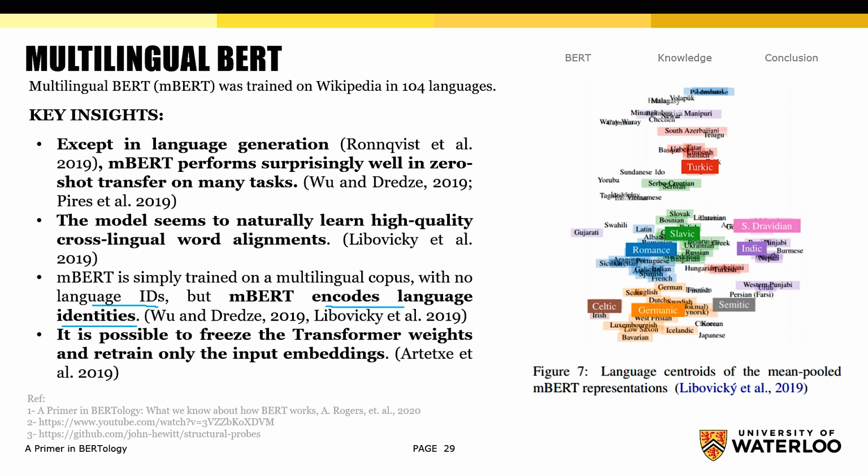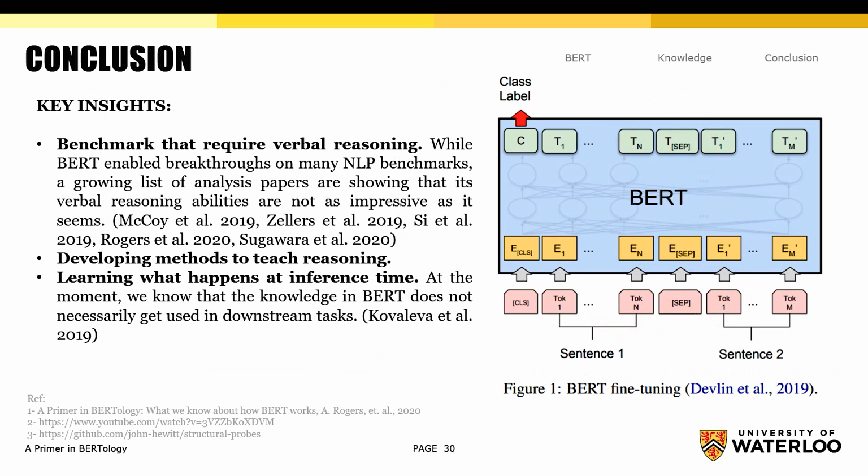And in the end, the authors suggest three different things that maybe later researchers should focus on. It seems that the lack of a benchmark that requires verbal reasoning can be filled, because while BERT performs better than almost any other traditional method and is the state of the art in NLP benchmarks, a growing list of analysis papers also shows that its verbal reasoning abilities are not as impressive as it seems. So we have to come up with a benchmark that requires verbal reasoning.